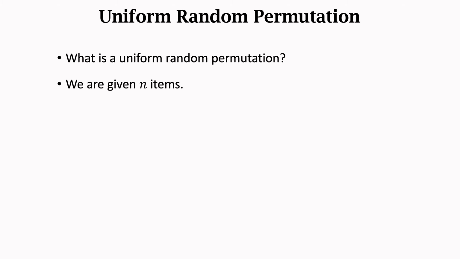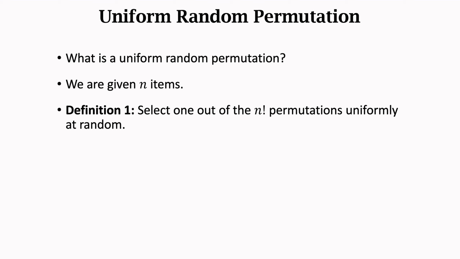Let me summarize this lecture. We have studied the problem of random permutation, and then the Fisher-Yates algorithms. We implemented Fisher-Yates in two different ways, the original version and the modern version. We have defined uniform random permutation. Suppose we are given n items. We want to randomly permute the n items.